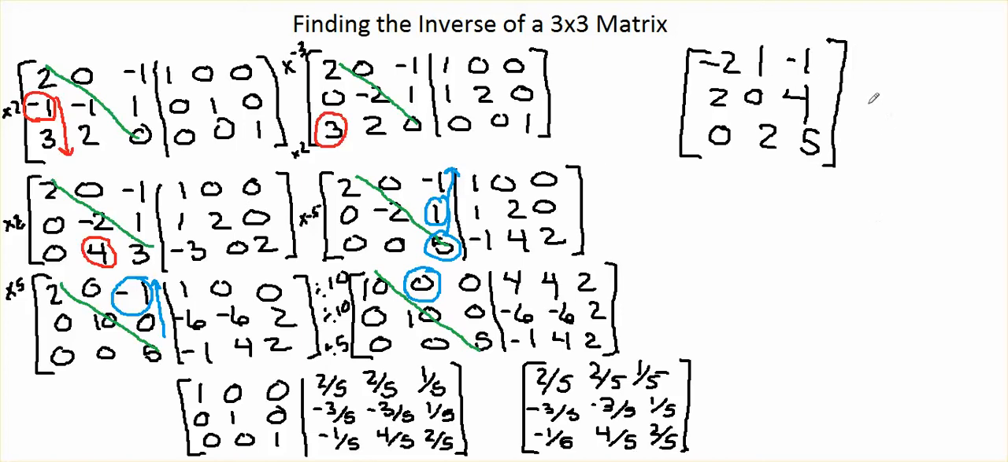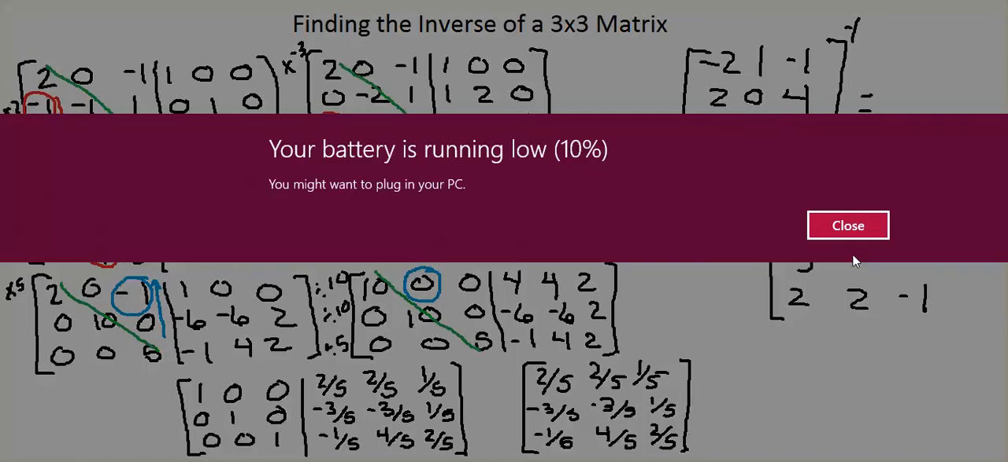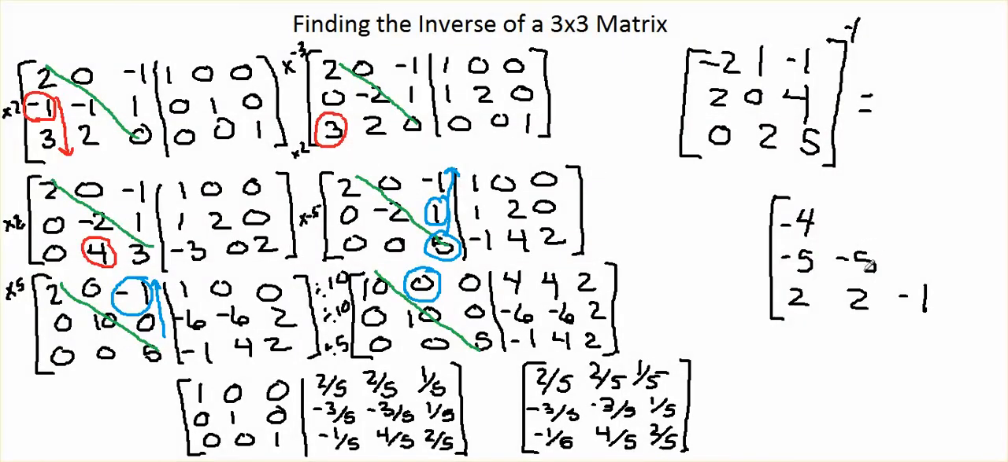I'll tell you what the answer is, but I'd like to see the steps that you took in your notes. So I'm going to put a little -1 on top to indicate that the inverse of this matrix is this matrix right here. See if you can work through the problem and get this answer. There we go. Have fun.